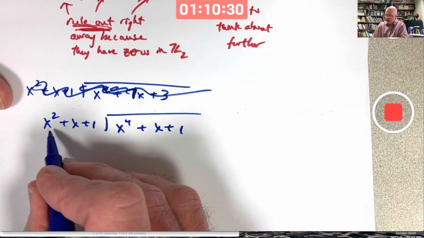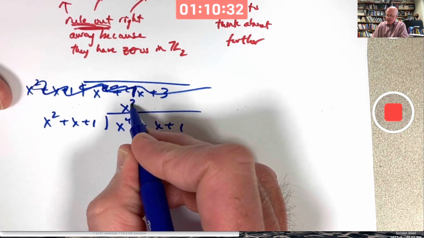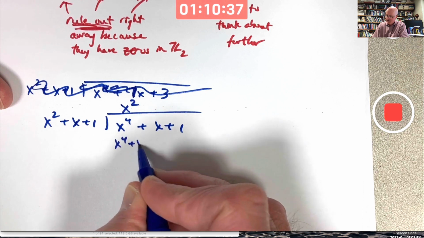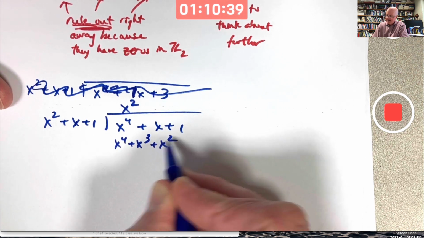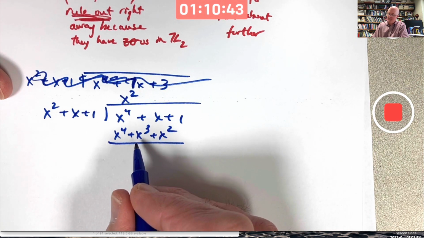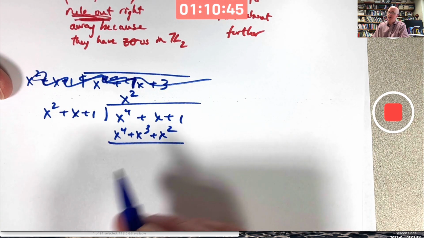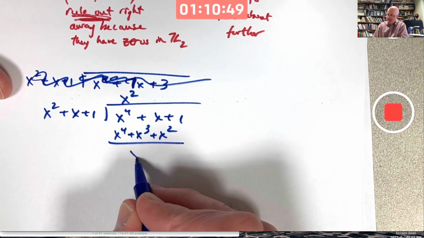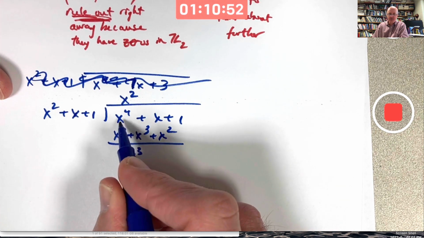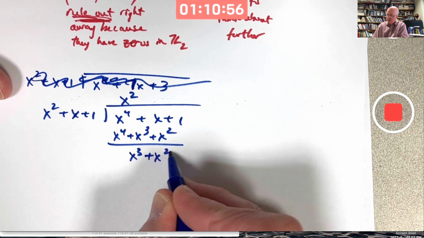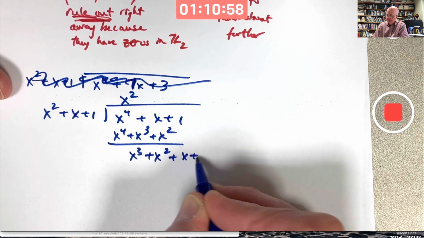So do your long division. X squared times x squared gives you x to the fourth. Then x squared times each term here gives you x to the fourth plus x cubed plus x squared. Subtract. But remember, minus 1 equals 1 mod 2. So negative x cubed mod 2 becomes positive x cubed. The difference there is 0. Negative x squared mod 2 becomes positive x squared. Bring the x and the 1 down as well.